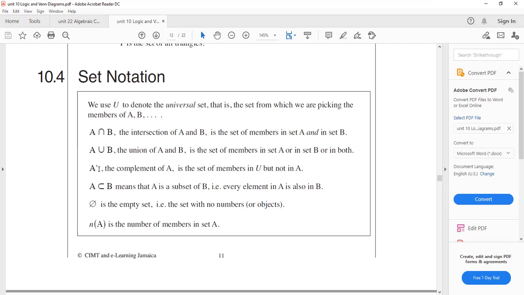So A complemented by a little dash up top, or like a little quote sign up top, just means the complement of A. And then A ⊂ B looks like a C, but it really means subset, that A is a subset of B. It means that every element in A is also in B.